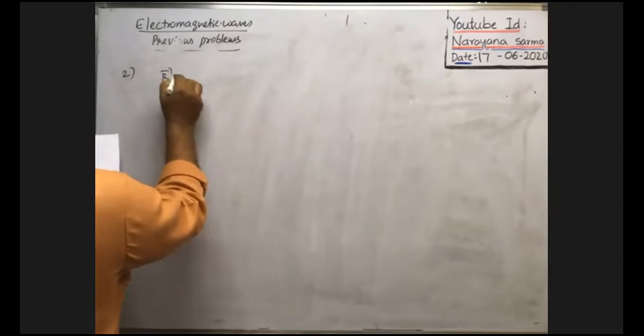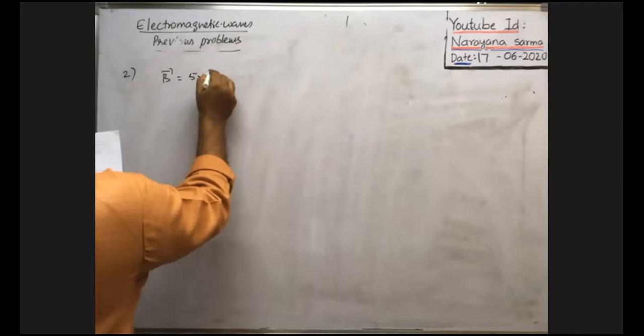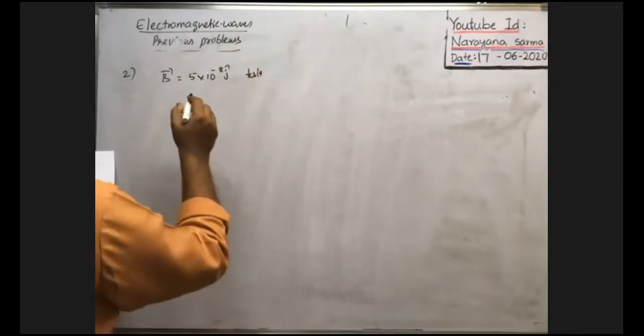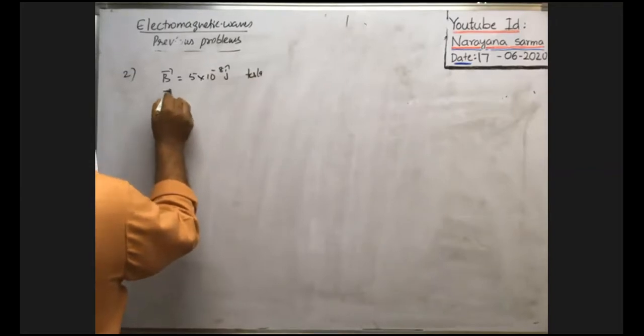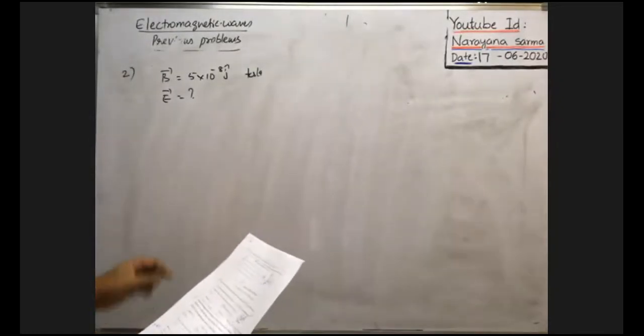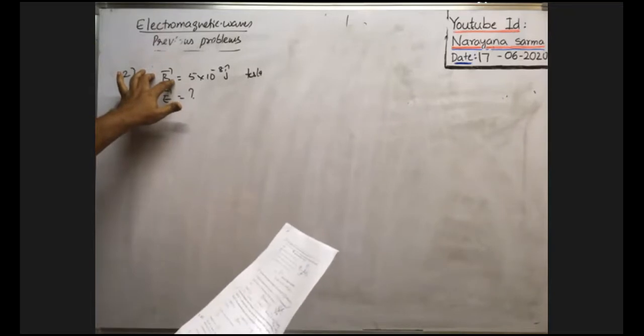magnetic field B bar is equal to 5 into 10 power minus 8 j cap Tesla. The corresponding electric field E bar is asked. So the magnitude of the magnetic induction is given, and we have to find the intensity of the electric field at that time.